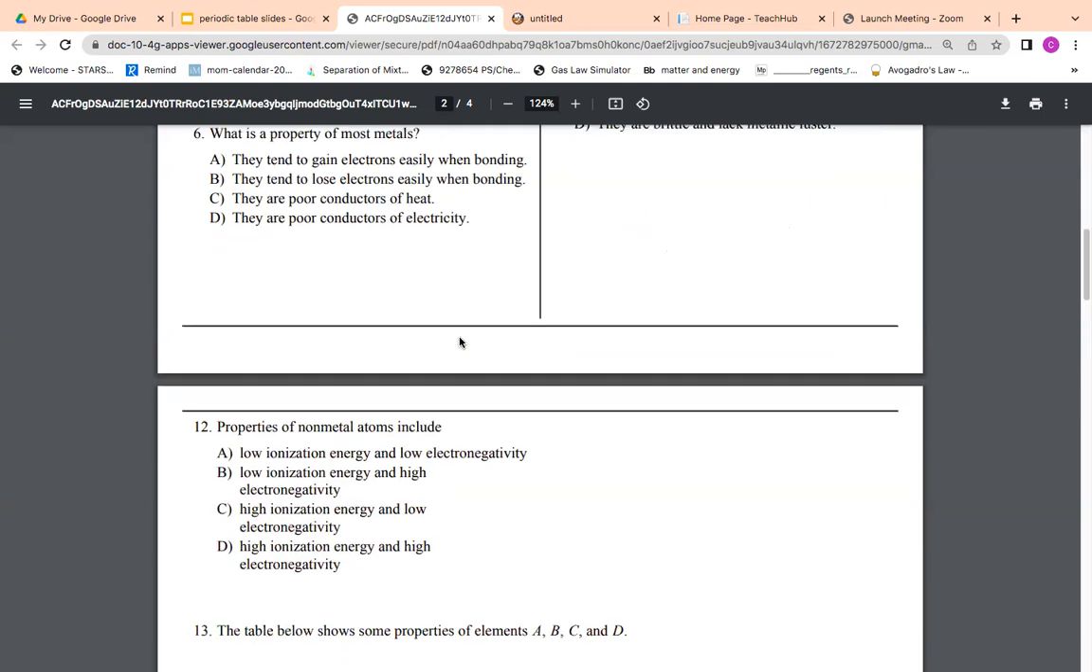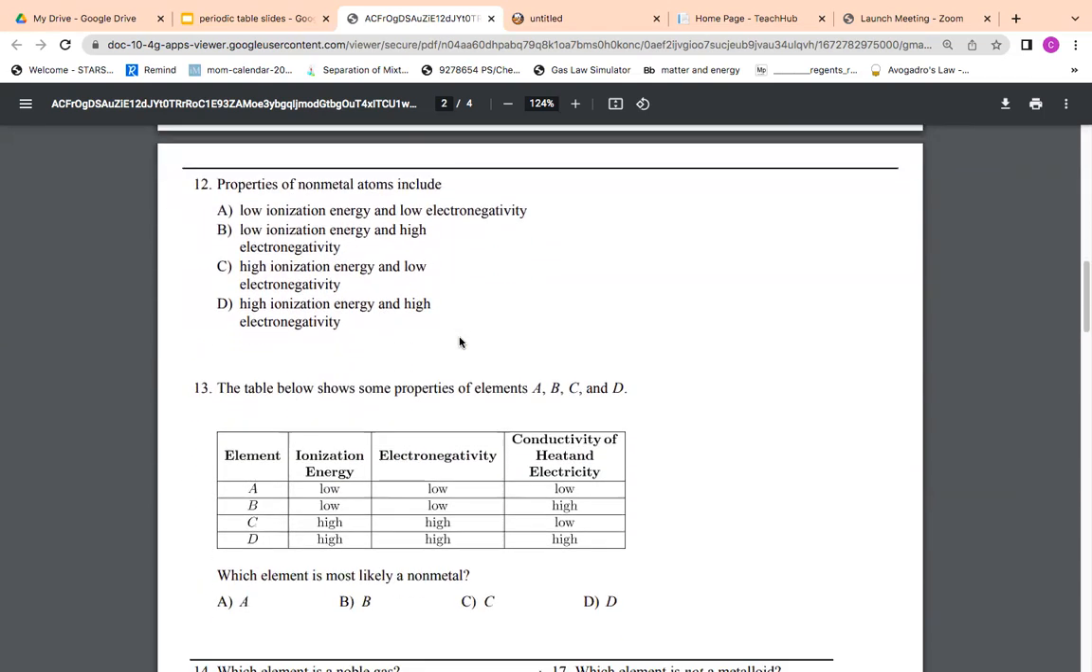Oops, next page already. All right, number 12. Properties of nonmetals include... now, again, something to memorize about nonmetals, I'm going to write this down, is that they love electrons. This is the thing that you really want to keep in mind when you think about nonmetals versus metals and how it relates to the periodic trends.